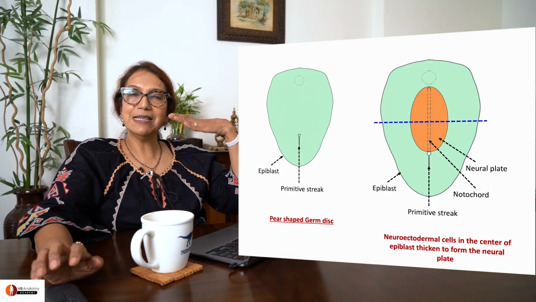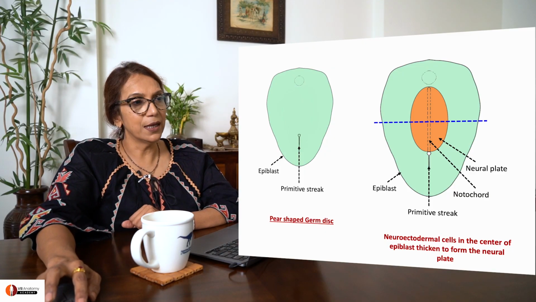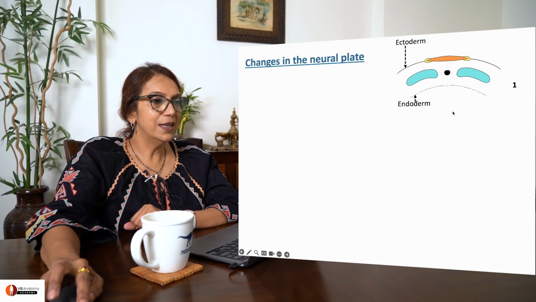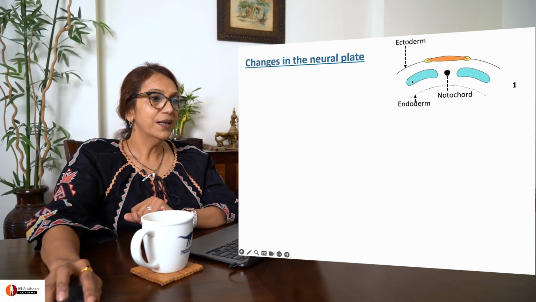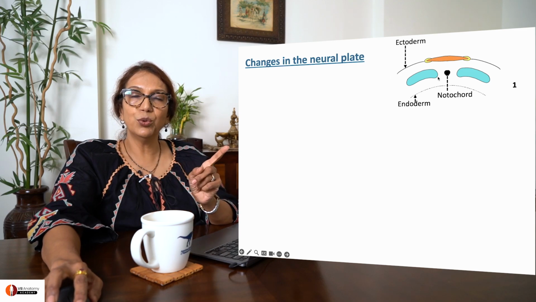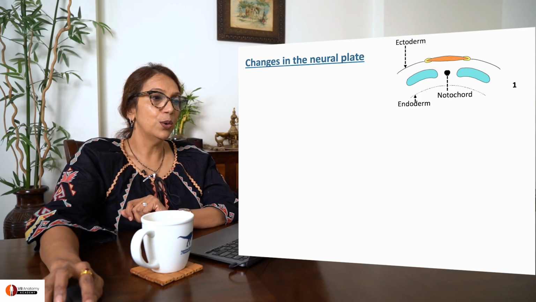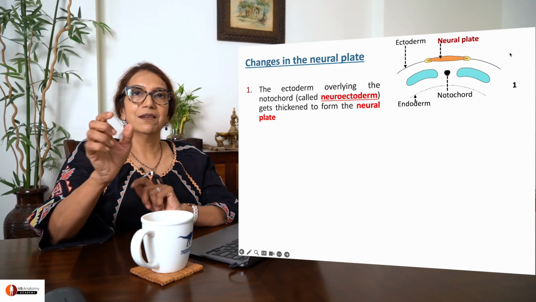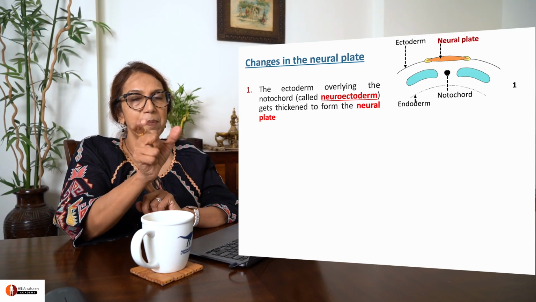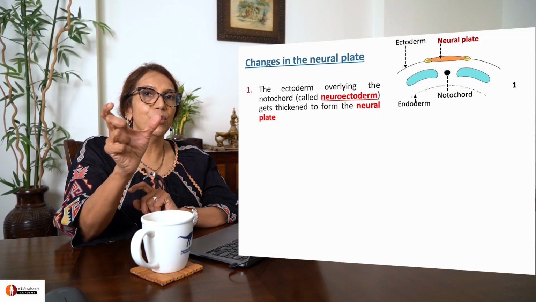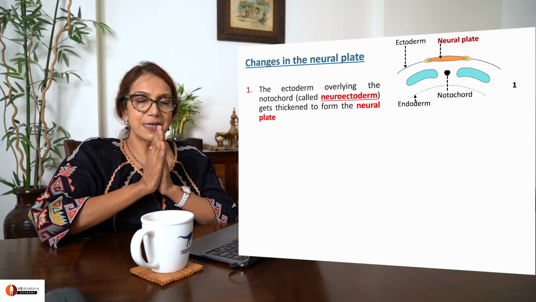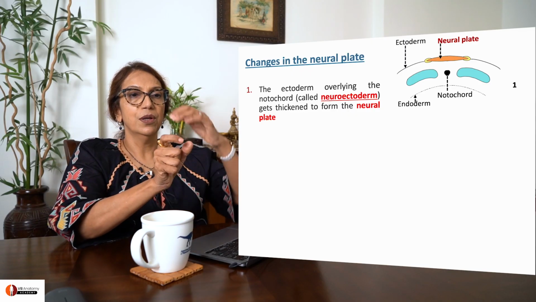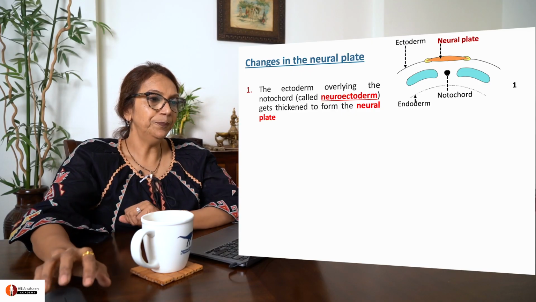So now I'm going to take a section of the developing embryo and take a look. So this is a section of the developing embryo. This here is your notochord. This here I've labeled as ectoderm, same as epiblast. Okay. And here you're seeing neural plate, which is a portion of your epiblast which has thickened to form the neural plate. Now, understanding this is very important for all of you. Notochord below, neural plate above.